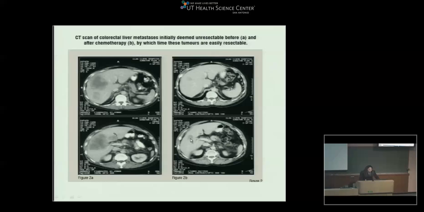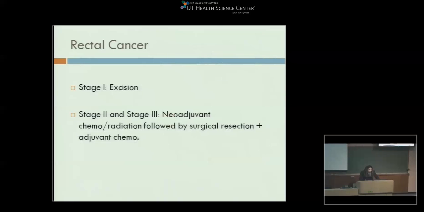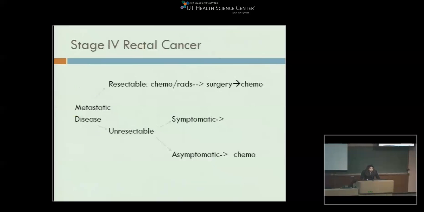In the case of rectal cancer, things are a little different. Stage 1 is still excision. For stage 2 and 3, what is recommended right now is neoadjuvant chemo and radiation, followed by surgical resection and adjuvant chemotherapy. In the case of stage 4, if you find metastatic disease, again, you go to the pathway of resectable or unresectable. If it's resectable, you do the same, chemoradiation first, followed by surgery, followed by chemotherapy.